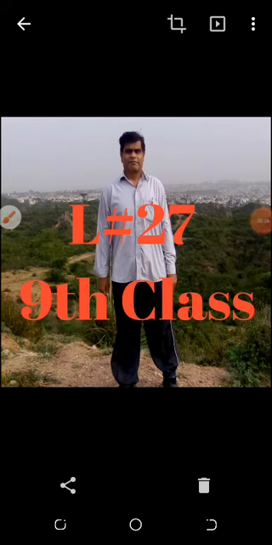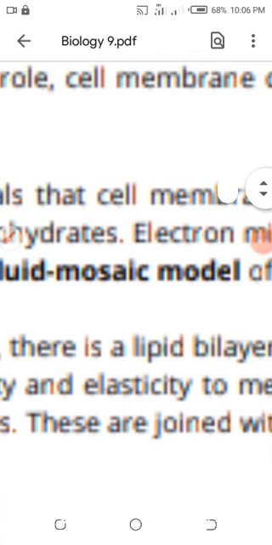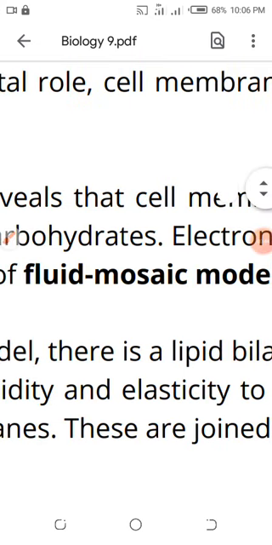9th class lecture number 27, and my topic today is fluid mosaic model. Fluid mosaic model is the model which explains the structure of cell membrane. The structure of cell membrane will be explained by the fluid mosaic model. So what is that model? Why is this model necessary to understand, to study the structure of cell membrane? That will be our topic today.